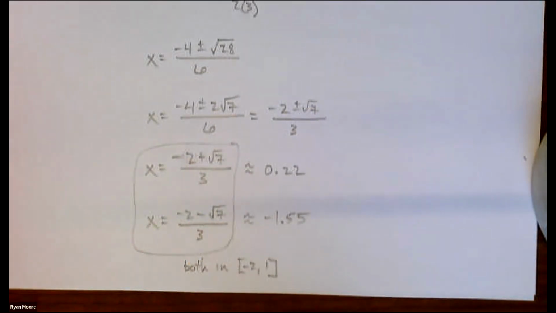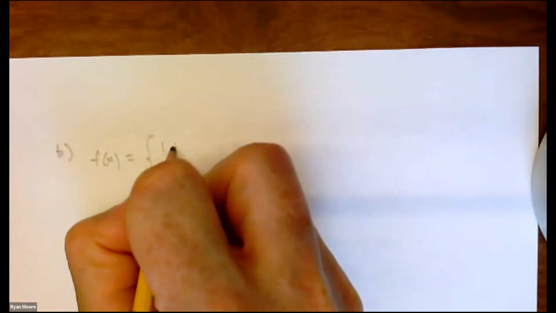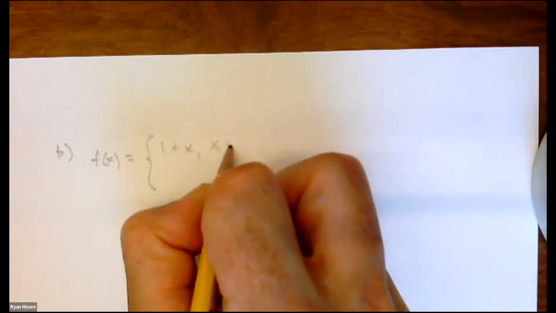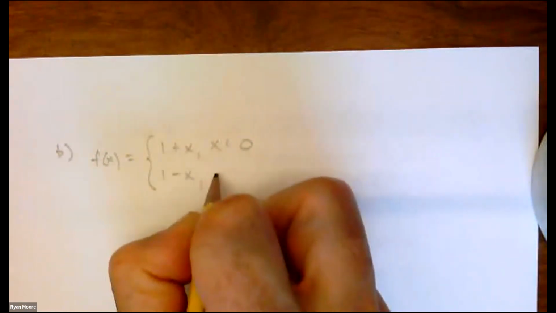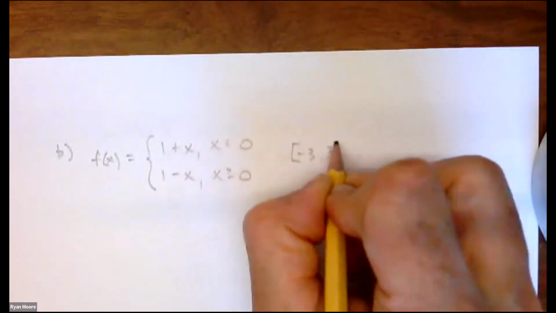We had a part B as well. Hopefully that one also will work out the way that I hope. Part B was f of x equals 1 plus x for x less than 0, and 1 minus x for x greater than or equal to 0, and the interval was from negative 3 to 3. Okay, so when you have a piecewise function, there's a possibility that there's a jump. There may or may not be one. You've got to take a look.